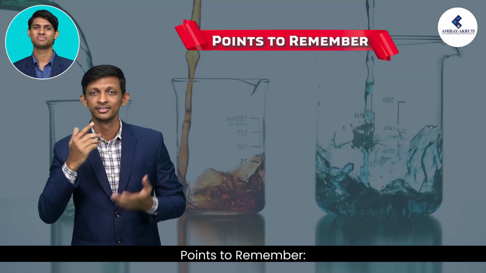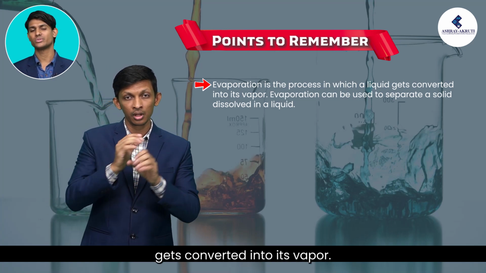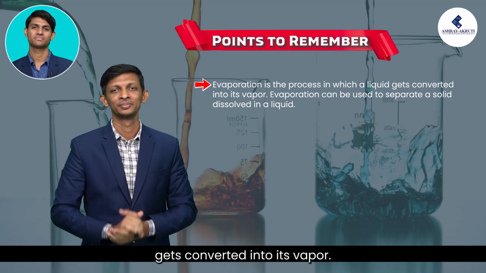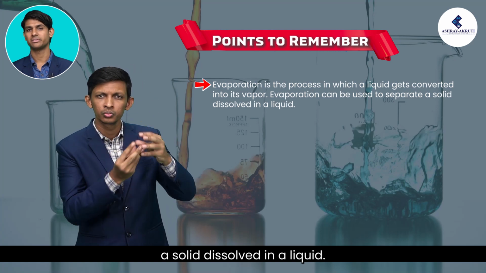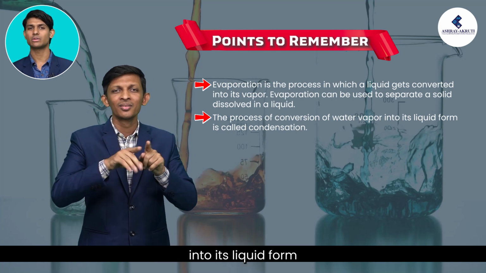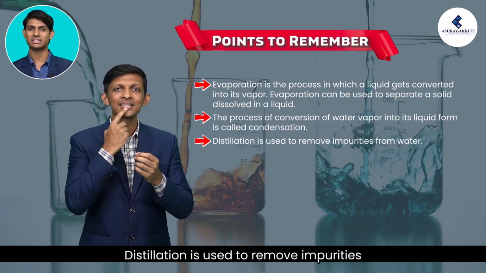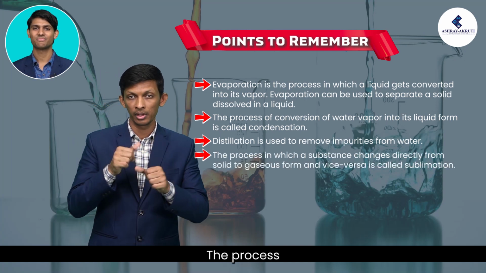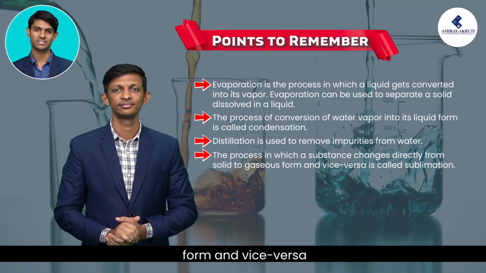Points to remember. Evaporation is the process in which a liquid gets converted into its vapor. Evaporation can be used to separate a solid dissolved in a liquid. The process of conversion of water vapor into its liquid form is called condensation. Distillation is used to remove impurities from water. The process in which a substance changes directly from solid to gaseous form and vice versa is called sublimation.